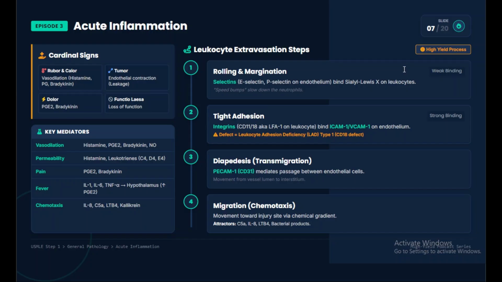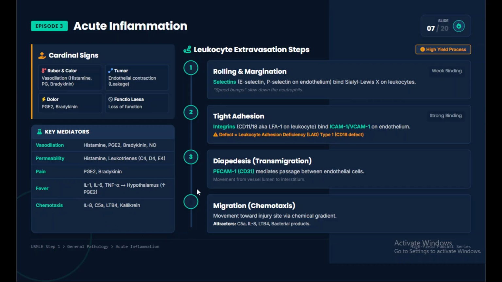And the fourth is fever. You should never forget that fever is triggered by IL-1, IL-6, and TNF alpha, but IL-1 and IL-6 are frequently asked in exams. They simply increase the synthesis of PGE2 inside the hypothalamus, and that leads to the fever. And the last is chemotaxis, which is caused by IL-8, C5a, LTB4, and kallikrein. I'll tell you about this in a minute.